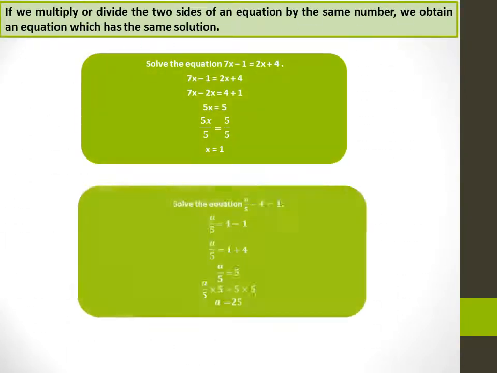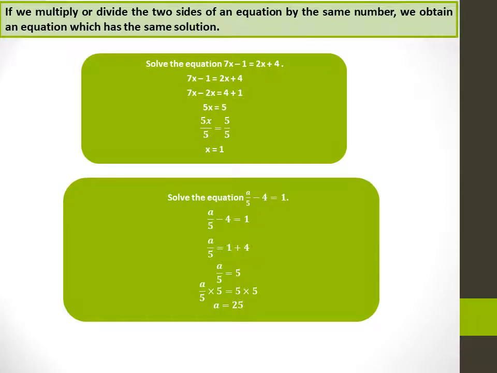If we multiply or divide the two sides of an equation by the same number, we obtain an equation which has the same solution. Let's solve the equation 7x minus 1 equals 2x plus 4. We need to move 2x from the second side to the first side and negative 1 from the first to the second side. We obtain 7x minus 2x equals 4 plus 1. Therefore, 5x equals 5.